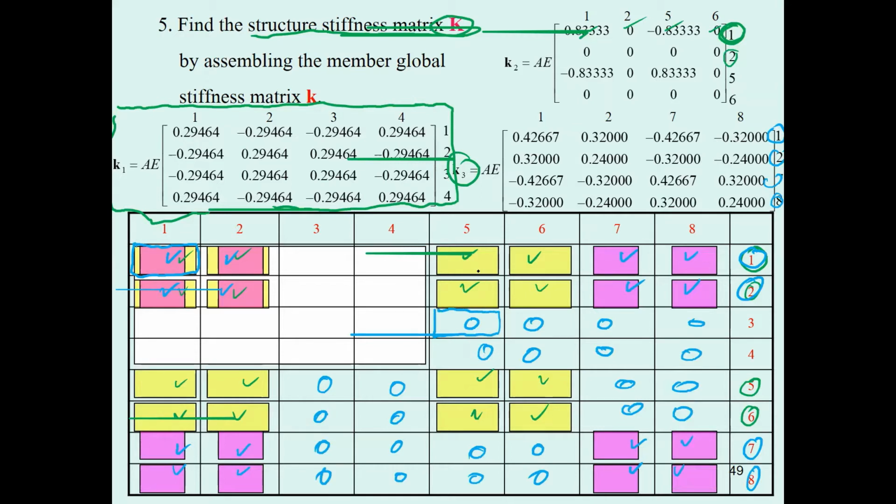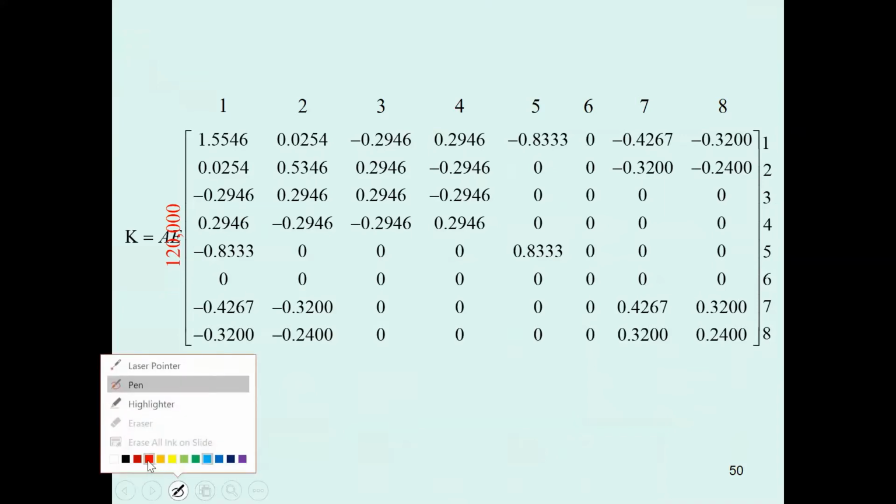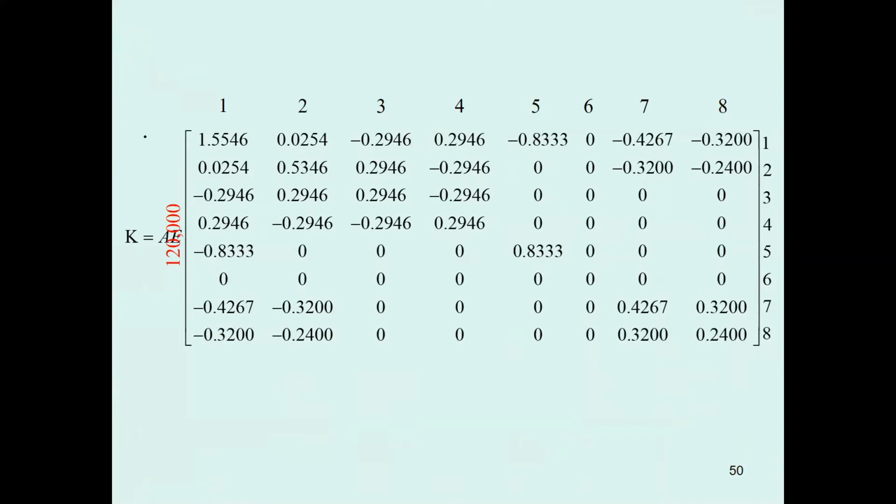Some members may have 2, some may have 1, and then you do the computation and note that the AE is going to be 120,000. You may put the 120,000 into this number if you prefer, but most of the time we didn't do that. Then we do the partition of this. In actuality, this is going to be the force, and at the end of this, that is going to be the displacement.